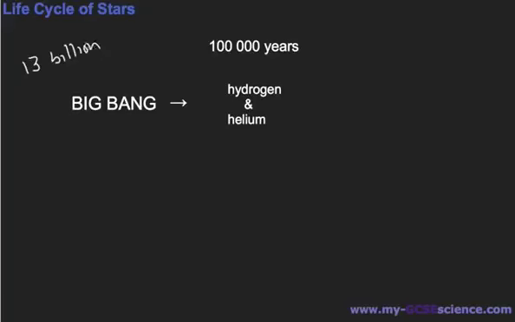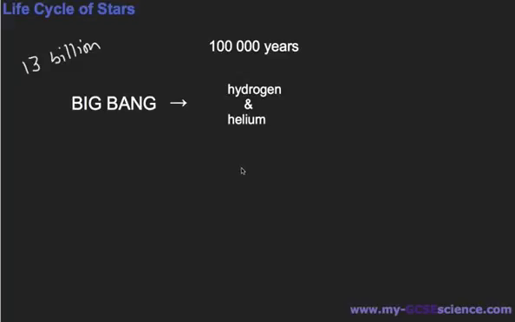Now it's probably a good place to start with the Big Bang. So about 13 billion years ago is when the Big Bang happened, but shortly after the Big Bang, and I say shortly, 100,000 years in the scale of the universe is not a very long time at all, after about 100,000 years we had the production of some of our lighter and smaller elements, and the main ones for these were hydrogen and helium.